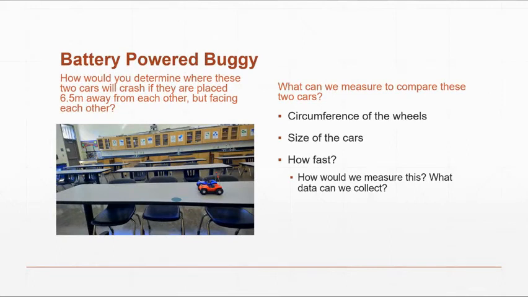So go ahead and watch this video. So right now, what we're going to do is you are going to be thinking throughout this week, how would you determine where these two cars will crash if they are placed 6.5 meters away from each other, but facing each other? What can you measure?